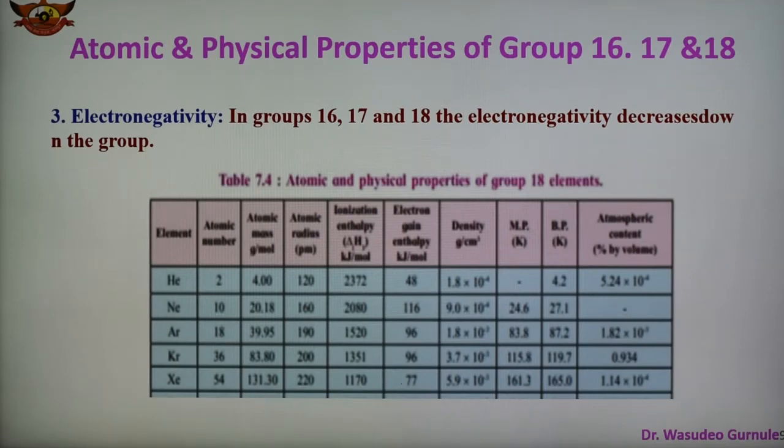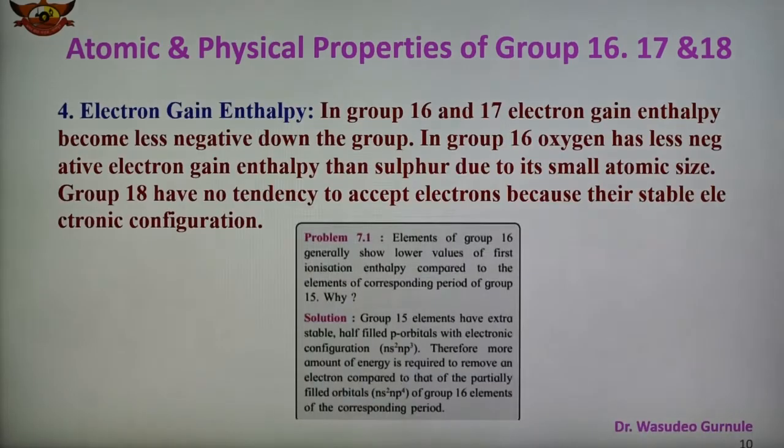And the last property, electron gain enthalpy. In case of electron gain enthalpy, group numbers 16 and 17 become less negative down the group. In group 16, oxygen has a less negative electron gain enthalpy than sulfur due to its small atomic size. In group 17, fluorine has a less negative electron gain enthalpy as compared to chlorine. This is due to the small size of the fluorine atom.